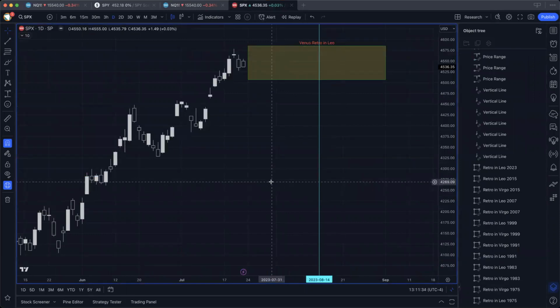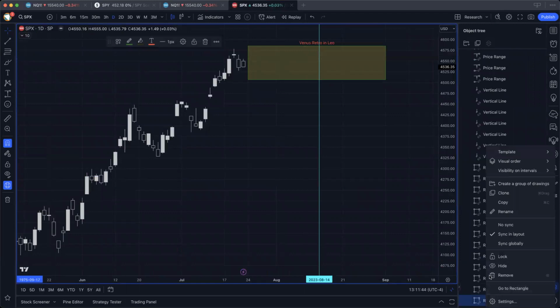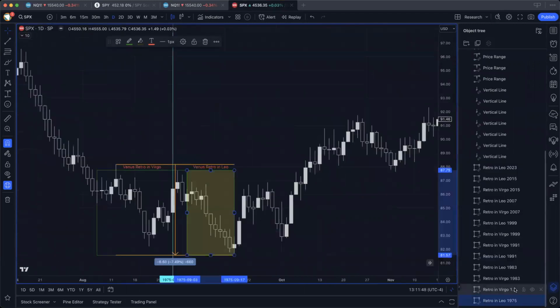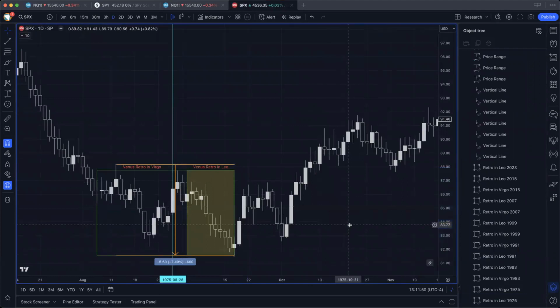As usual, I wanted to go back and do a deep dive on this and take a look at all the recent Venus retrogrades going all the way back to 1975. So we're looking at SPX here, so we can start by looking at what happened in 1975. So right now we're only focusing on Venus retrogrades in Leo. Okay, so those are the only ones that I'm going to share with you because that's what's happening right now.